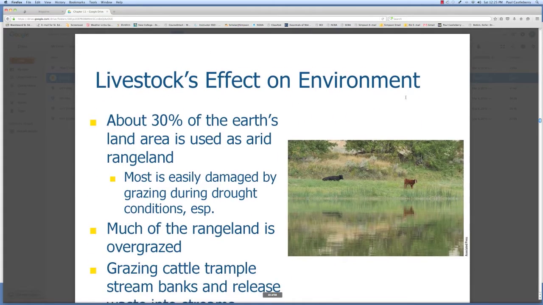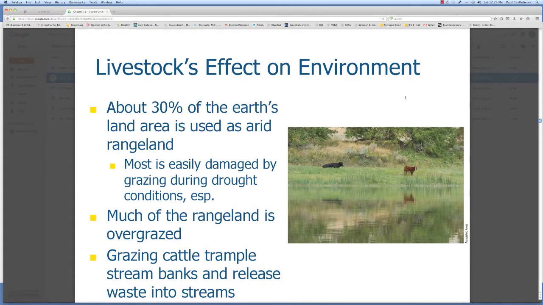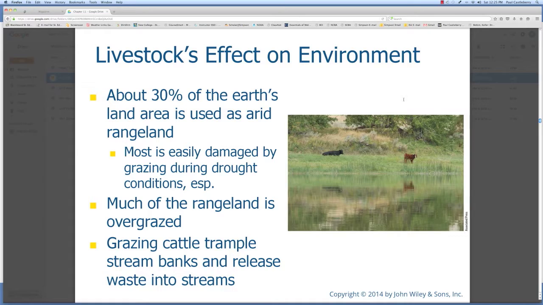So livestock is a very valuable commodity, as with aquaculture, which we'll see here in just a few minutes. But you see, roughly a third of the Earth's land area is used as arid, kind of desert rangeland. Most of this land is easily damaged by grazing, especially during drought conditions. And in fact, you don't recall this, but maybe you have some grandparents that recall this.